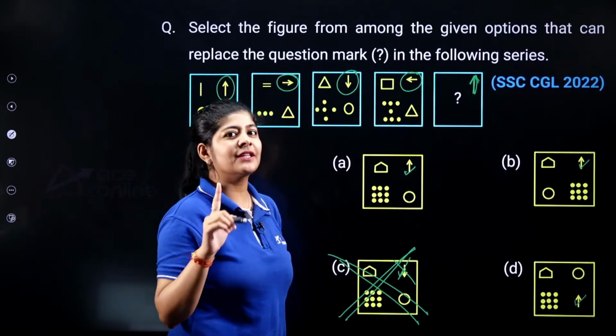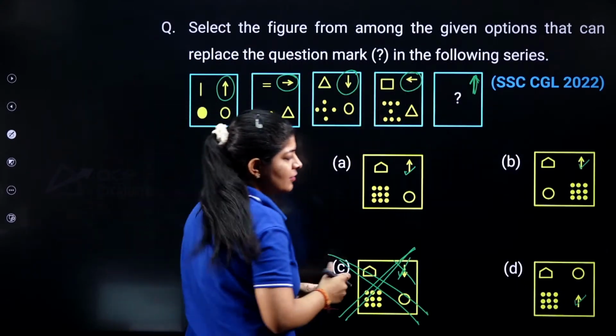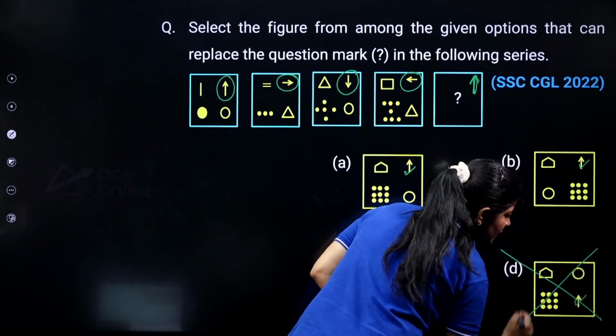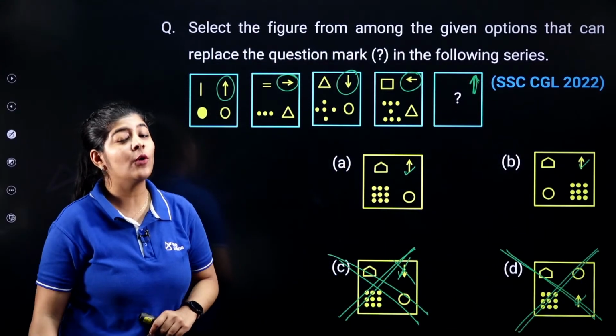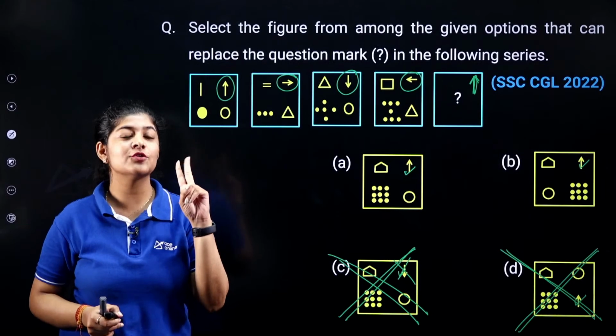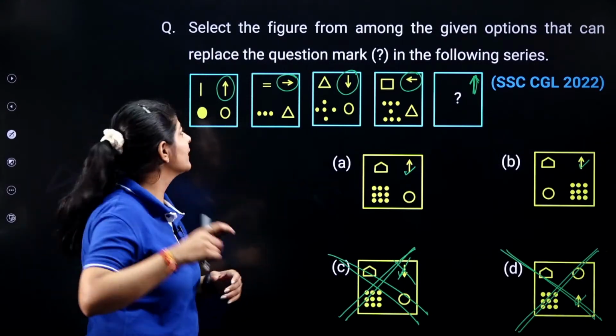Now just simply check the position of the arrow. This remains the same. So we can eliminate this option as well. So out of 4 options, 2 options are already eliminated. Now we are left with just 2 options. Okay. Now focus on the rest of the figures.